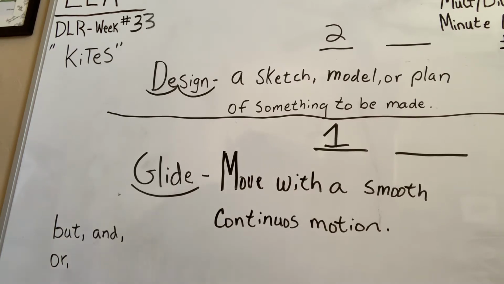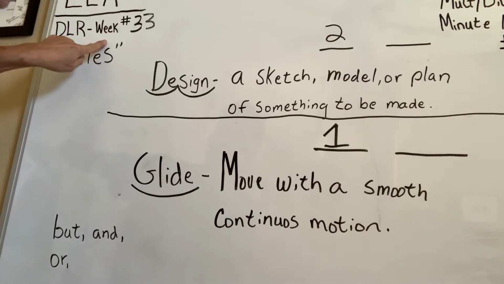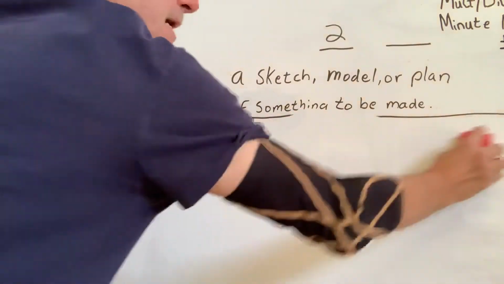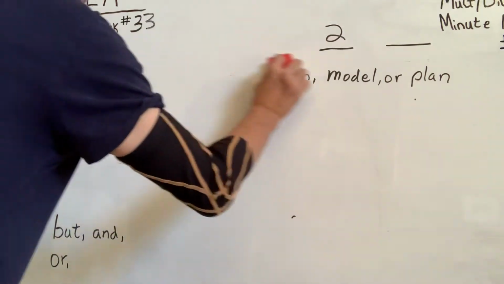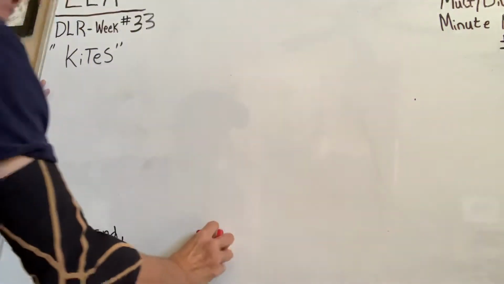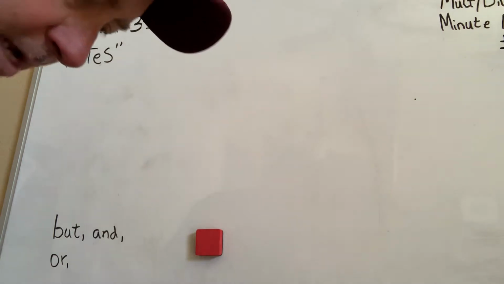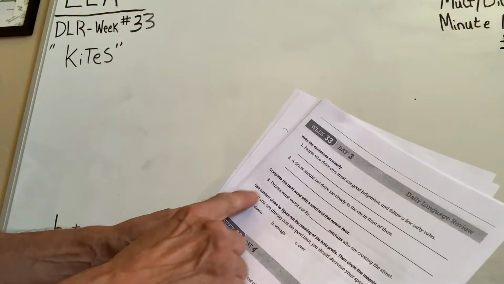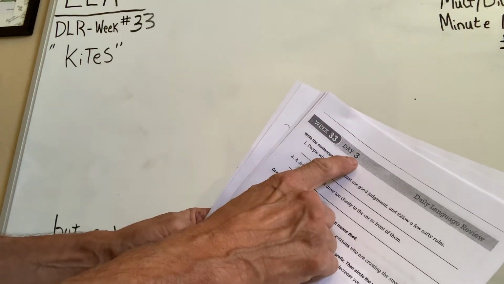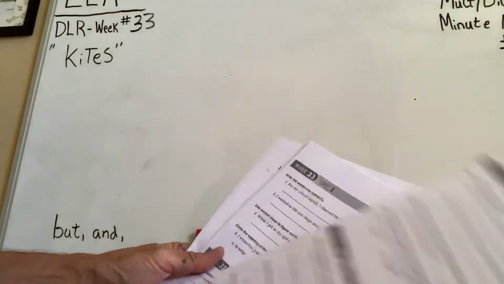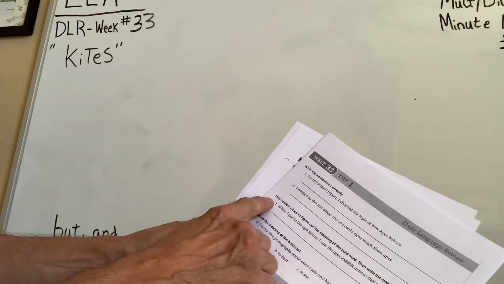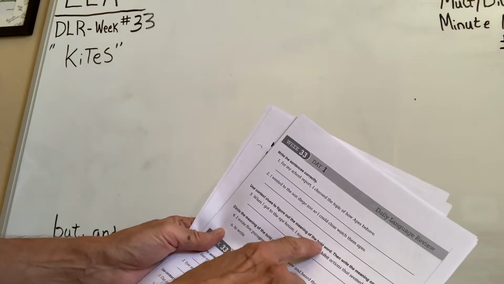Okay, so moving on. This week we're doing our daily language review, week number 33. There's a couple things on the daily language review that I want you guys to take notice of. The first one is that every day you are going to have a question on there. For instance, week 33, day 1, third question: use the context clues to figure out the meaning of the bolded word.